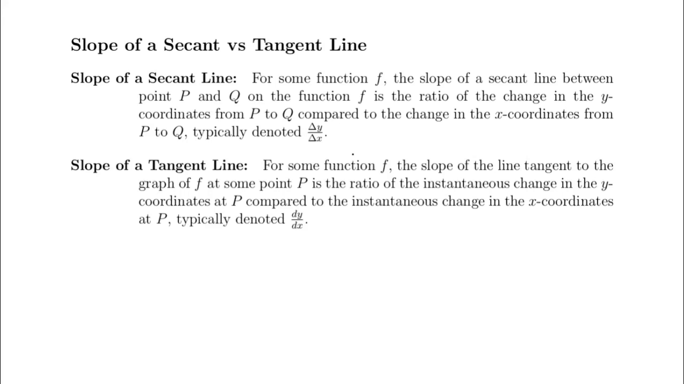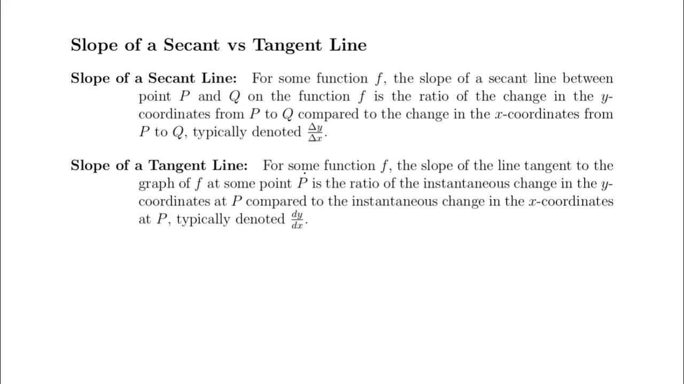For some function f, the slope of the line tangent to the graph of f at some point p is the ratio of the instantaneous change in the y-coordinates compared to the instantaneous change in the x-coordinates at that single point. That's kind of strange here, because now we're saying coordinates, plural, but we're only talking about one point. So there's really only one x-coordinate and only one y-coordinate. So we can't find differences like we normally would. Instead of denoting this delta y over delta x, we use these differentials, dy over dx, and we'll talk about that a lot more throughout the rest of this semester.